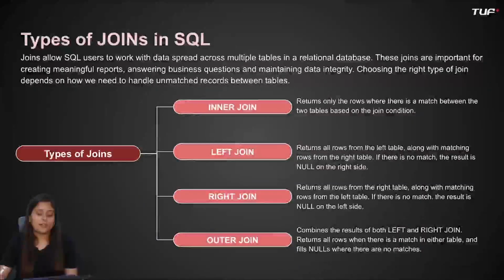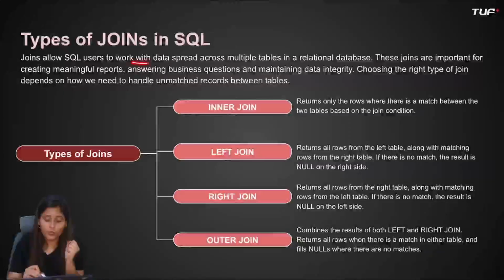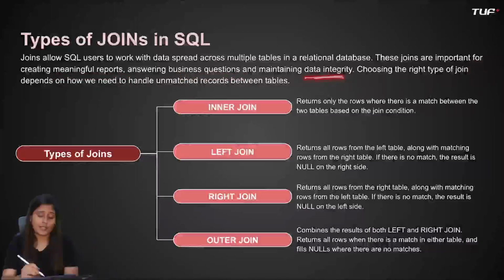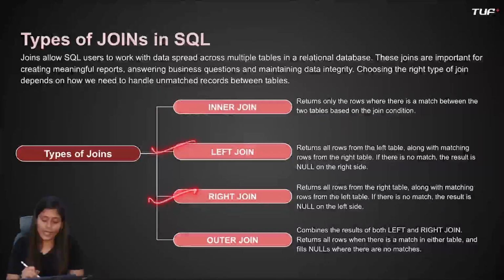Now let's start with the different types of joins in SQL. Joins allow SQL users to work with data spread across multiple tables in a relational database, right? These joins are very important for creating meaningful reports, answering business questions, and maintaining data integrity. The types of join are inner join, left join, right join and outer join.